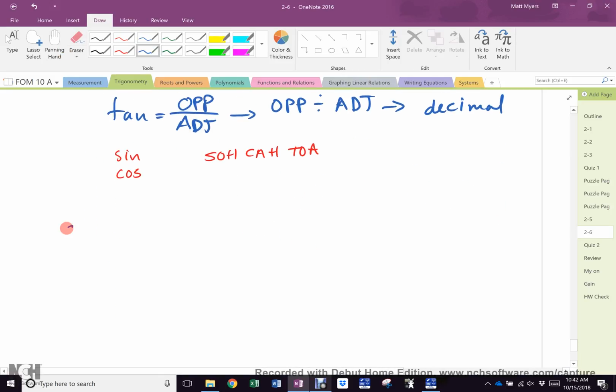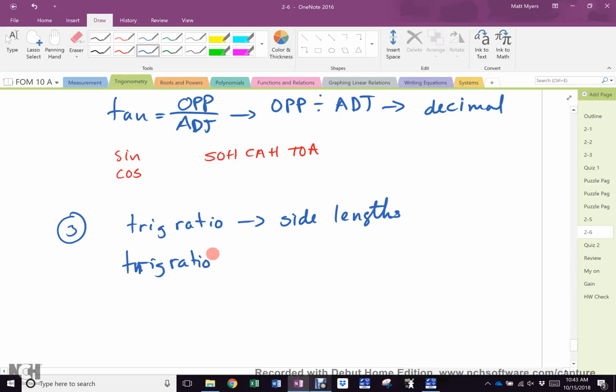Thirdly, know this. Whatever trig ratio you have, trig ratios, they find side lengths. Trig ratios shifted find angles. All right? What do I mean by that?